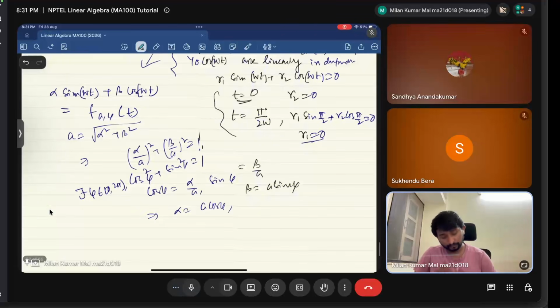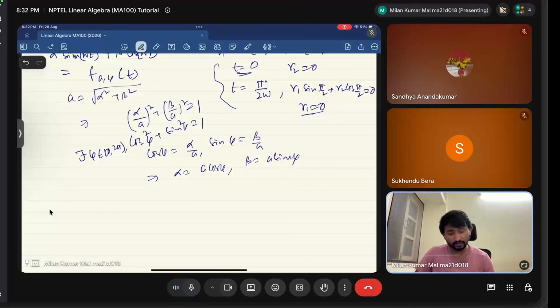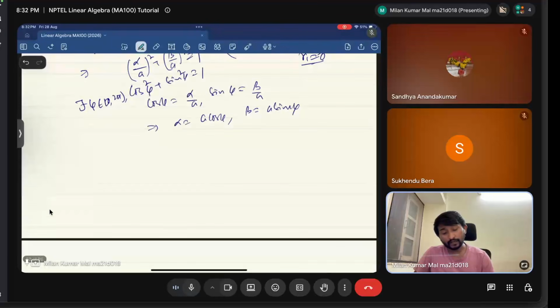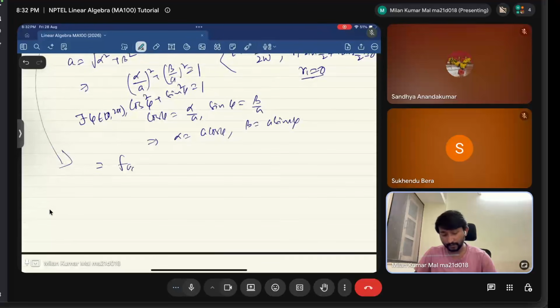So that means we need a to be not equal to 0. If a equals 0, that is automatically there, so there is no point. But in that situation I can write this entry as f of a, phi, where a is equal to that and phi is equal to this. And what is phi here?